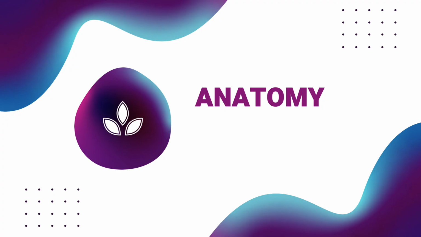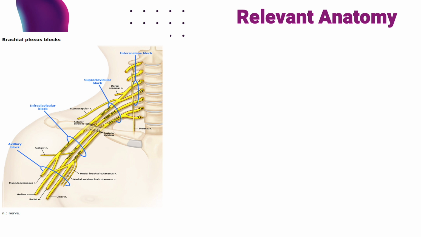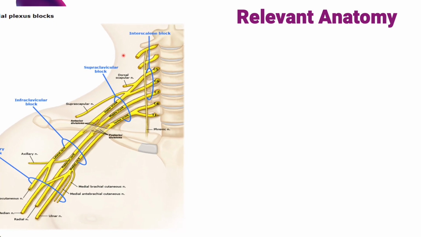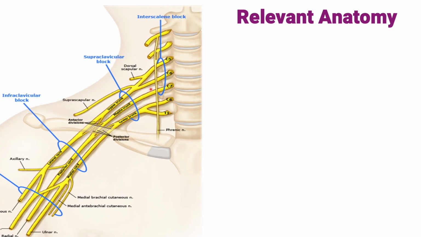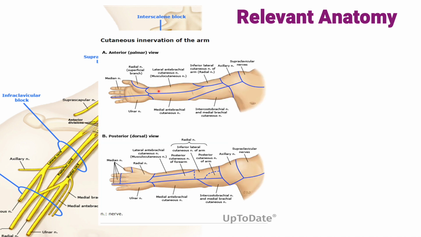Now, let's look at the anatomy. So we know that the brachial plexus is formed from the lower cervical and the upper thoracic nerve roots and innervates most of the upper extremity, with the exception of the trapezius muscle, which is innervated by the spinal accessory nerve, the cape of the shoulder, which is innervated by the supraclavicular nerves, and a small area near the axilla, which is innervated by the intercostobrachial nerve.